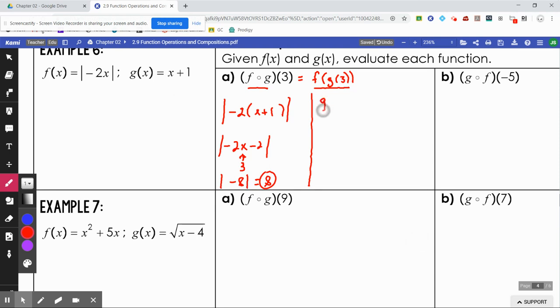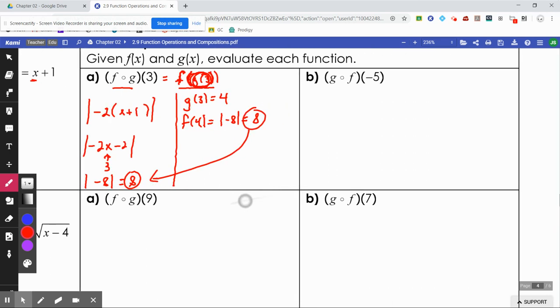So you could actually instead find g of 3. That's going to be 3 plus 1, which is 4. So now, since this is 4, we are finding what is f of 4. And when you find f of 4, you're going to plug in a 4 here. That's the absolute value of -8, which is also the exact same answer. So you can work it either way.